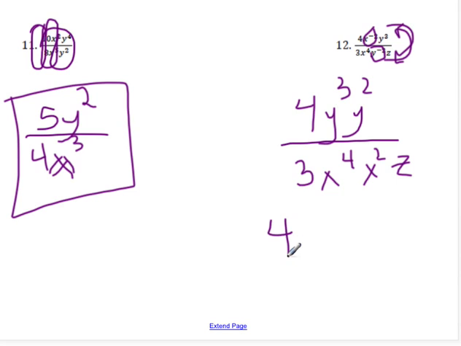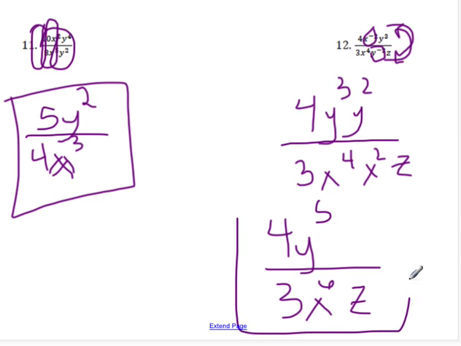Well, now I can take these y's and I can multiply them together. So when I take y to the 3rd times y squared, I need to add those exponents, and that's going to give me y to the 5th. That 3 is going to stay there on the bottom. X to the 4th times x squared, you're going to add those exponents and you get x to the 6th, and then you have z. So that right there is your final answer for number 12.